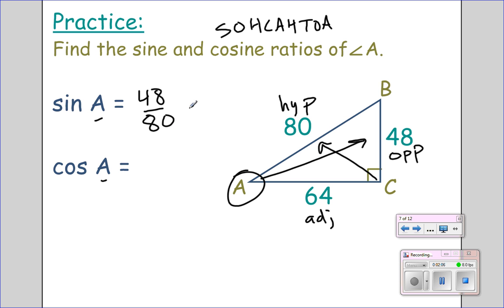Of course, this does reduce. You could type it in your calculator. It reduces down to, let's see, 16 goes into both of those, 3 over 5. Cosine of A would be adjacent over hypotenuse, 64 over 80, which reduces down to 4 over 5.